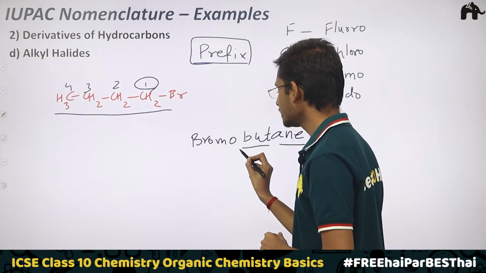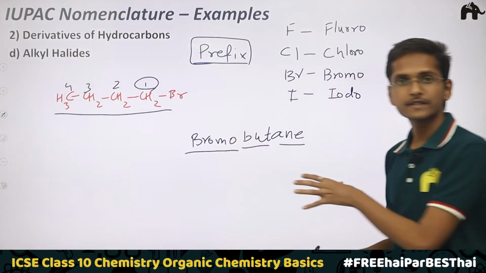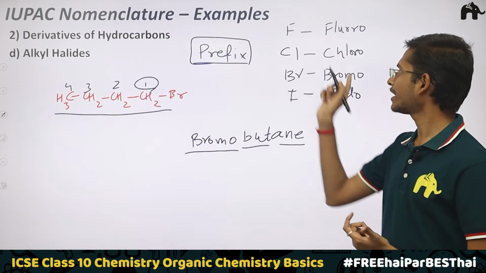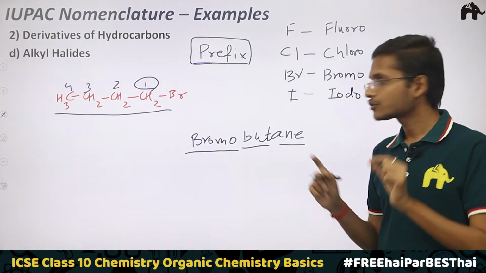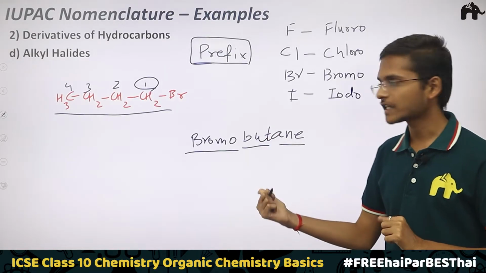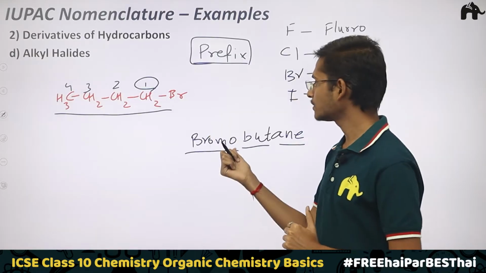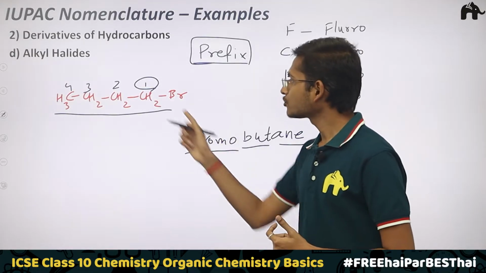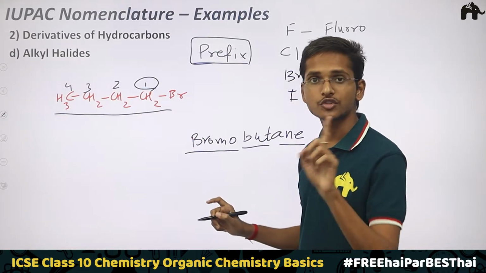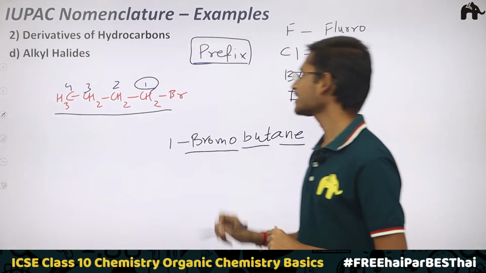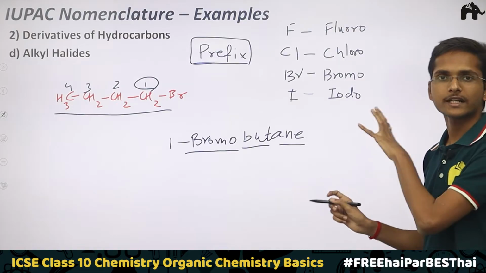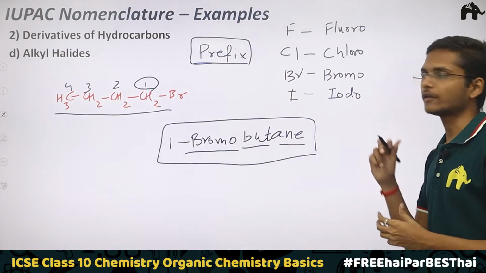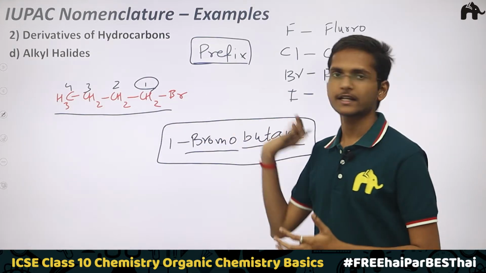And now when you write the prefix, when you're writing bromo, chloro, iodo or fluoro, you need to also show its position. Write its position as well. The position is written before the bromo, chloro, iodo or fluoro word. Here it is attached to the first carbon atom, so the position is 1. So 1-bromobutane. This would be the correct name. Clear? In this way, you have to write the names of the alkyl halides.